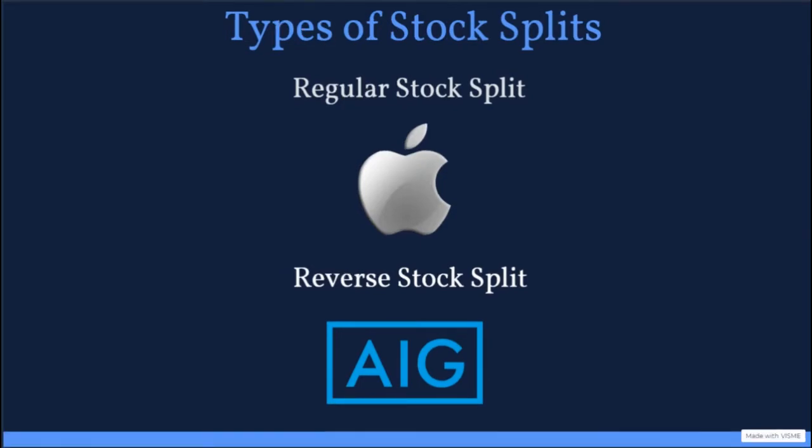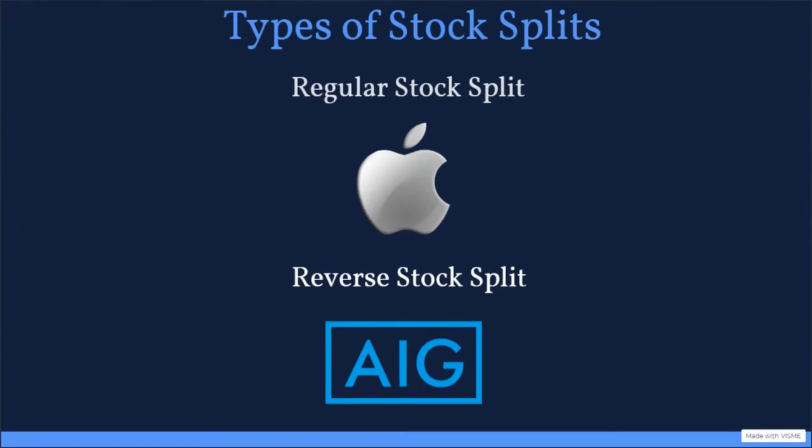Apple has done many regular stock splits to attract investors to buy their stock. On the other hand, AIG, the popular insurance corporation, in 2009, during the financial crisis, announced a reverse stock split of 1 for 20. They did this in hope to regain support for the stock while it was tumbling.